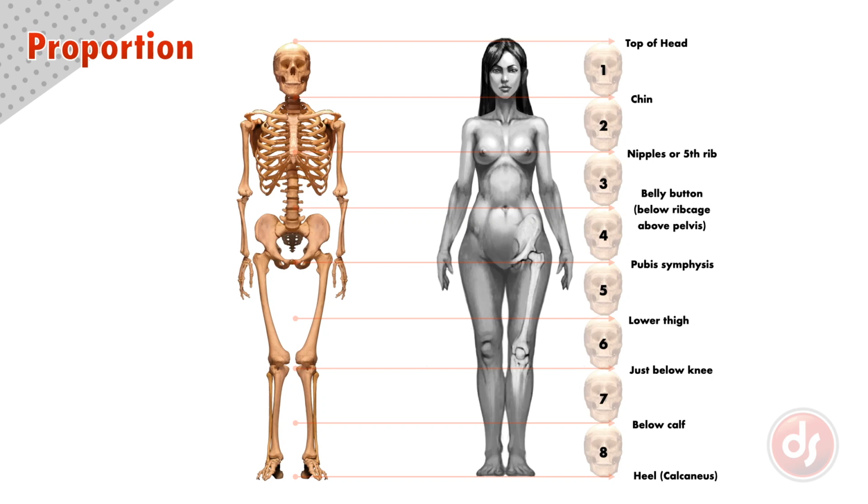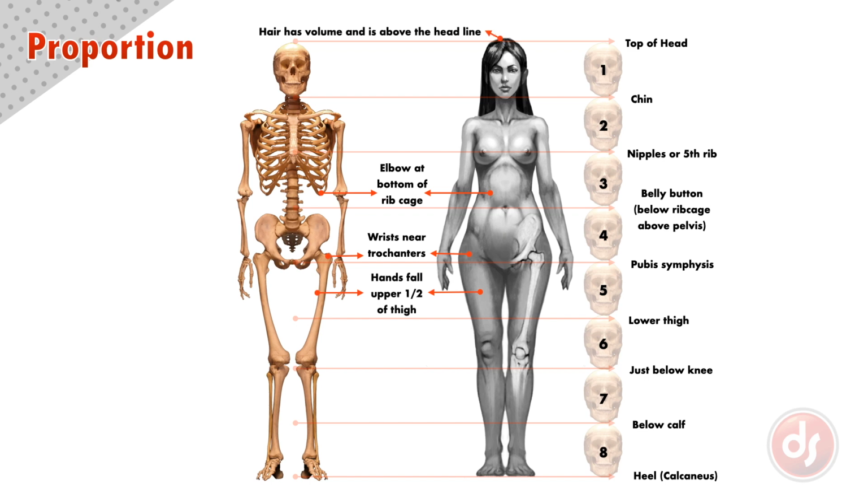There are other helpful measurements to make our figures in proportion. The elbows will align with the bottom of the rib cage. The wrists will land near the greater trochanters. The bottom of the hands will fall just about the mid-thigh, and because the hair has volume, it will extend above the top of the head measurement.